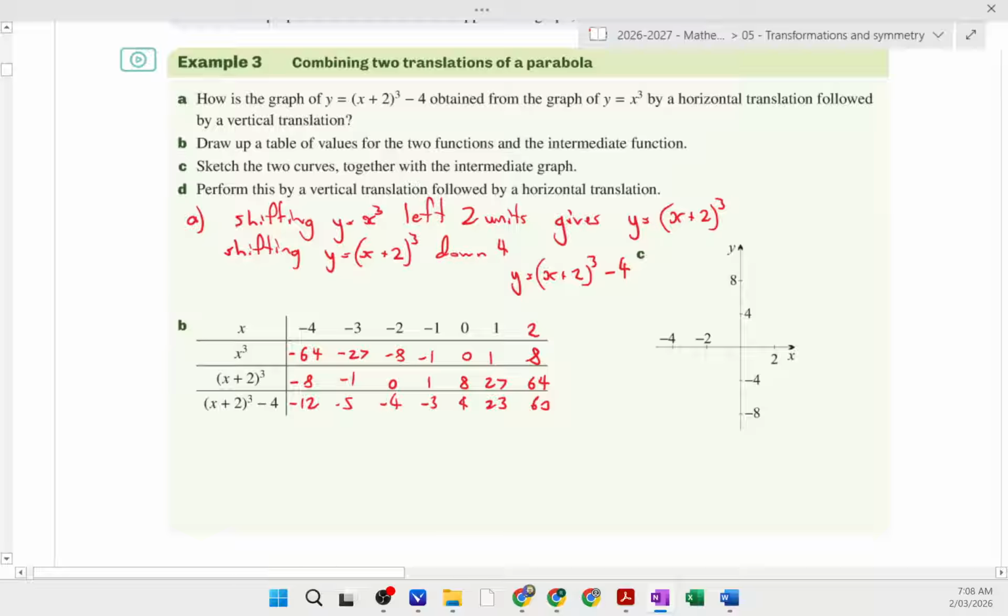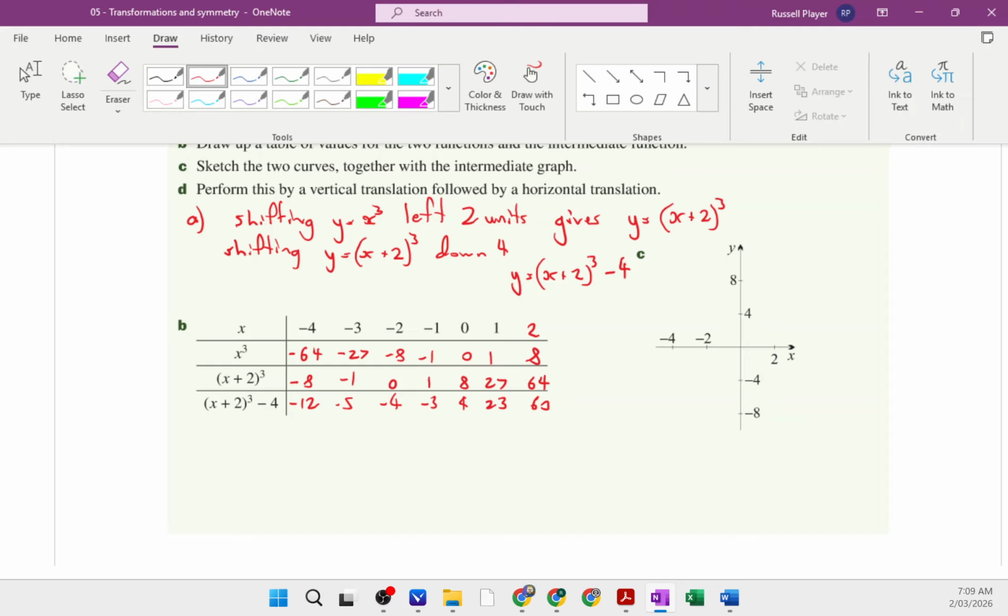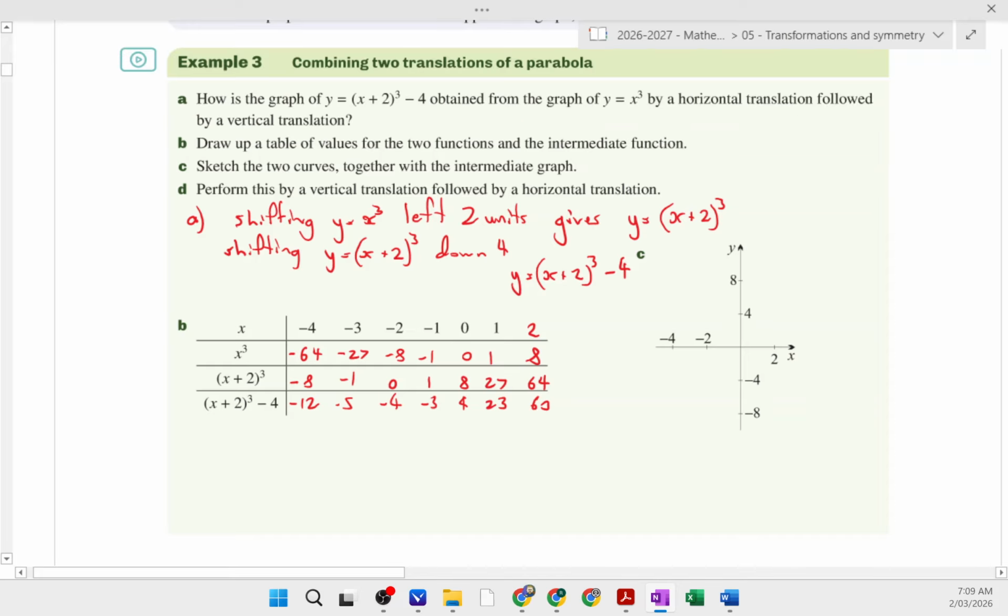Now we've got to sketch them together with the intermediate graph. That's why we've got all three. We have a lot of graphs here to graph, so let's start with red.